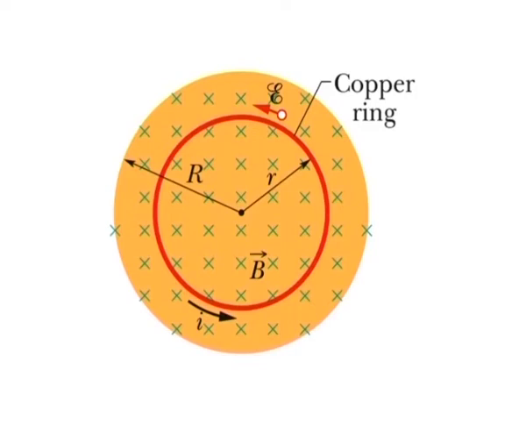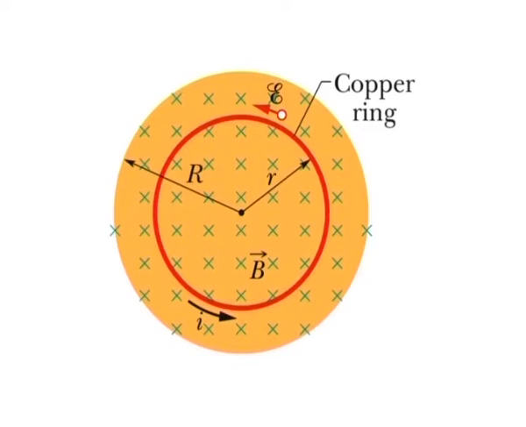The magnetic flux through the ring will then change at a steady rate, and by Faraday's law, an induced EMF and thus an induced current will appear in the ring. From Lenz's law, we can deduce that the direction of the induced current is counterclockwise.